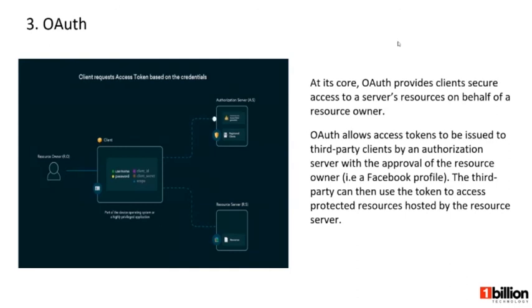If I talk about OAuth, at its core, OAuth provides clients secure access to a server's resources on behalf of a resource owner. OAuth allows access tokens to be issued to third-party clients by an authorization server with the approval of a resource owner. The third party can then use the token to access protected resources hosted by the resource server.